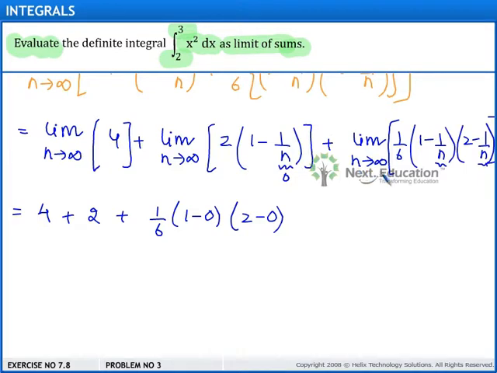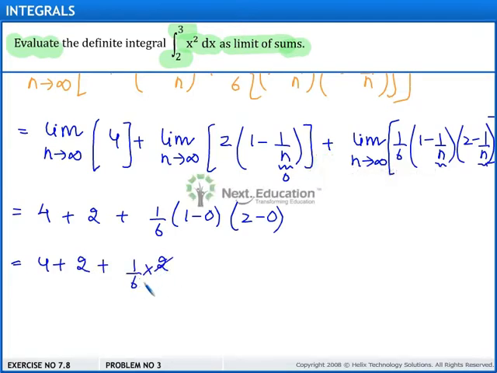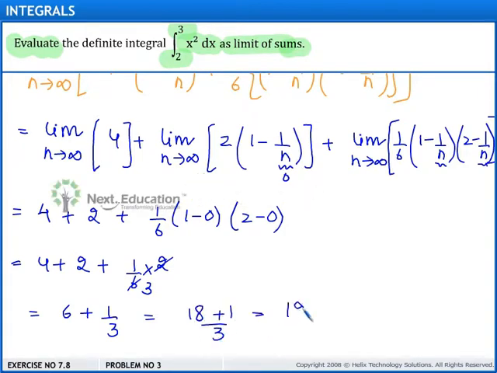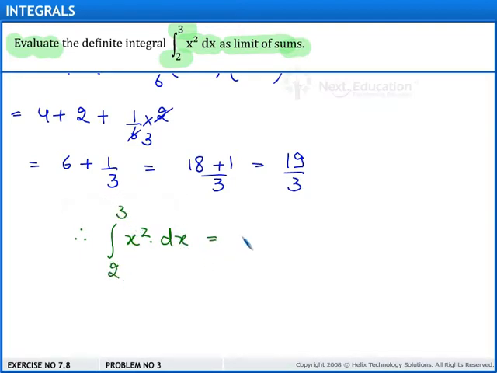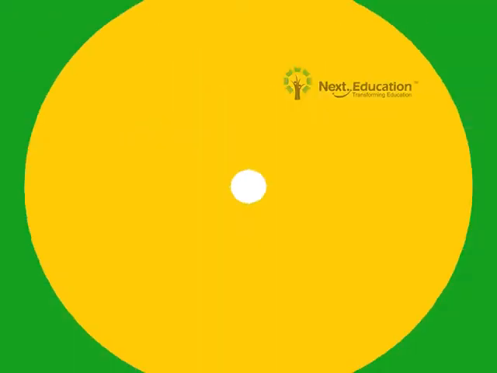Since when n approaches infinity, then 1 upon n is equal to 0, so we have 4 plus 2 plus 1 upon 6 into 2, that is 6 plus 1 upon 3, this gives (18 plus 1) upon 3, and this is equal to 19 upon 3. Therefore, integral of x square dx from 2 to 3 is equal to 19 upon 3. This completes the solution.